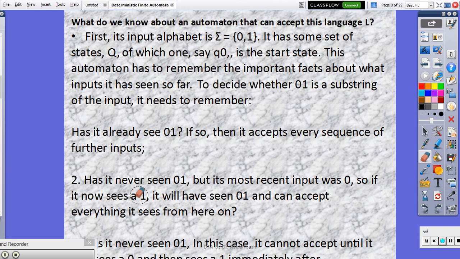So let us try to understand. Has it already seen 0 1? If so, then it accepts every sequence of further input. That means when you draw the transition diagram, when you start from the initial state, then after reaching every next state, the state has to check whether it has seen 0 1 or not. If it has seen 0 1, then that reached state is a final state. Otherwise, that is only an intermediate or internal state.